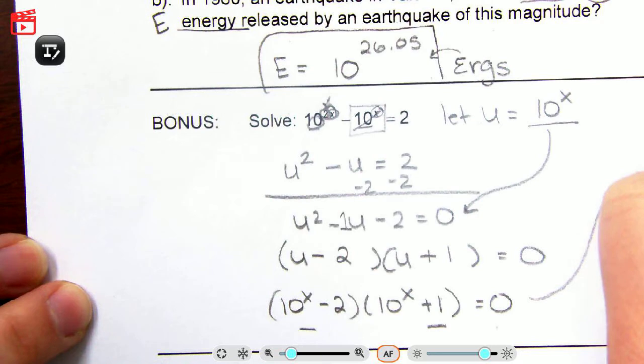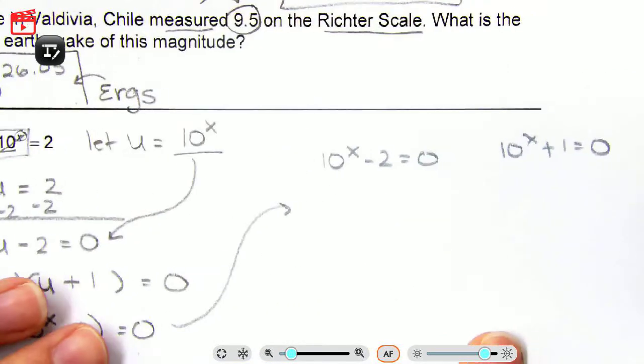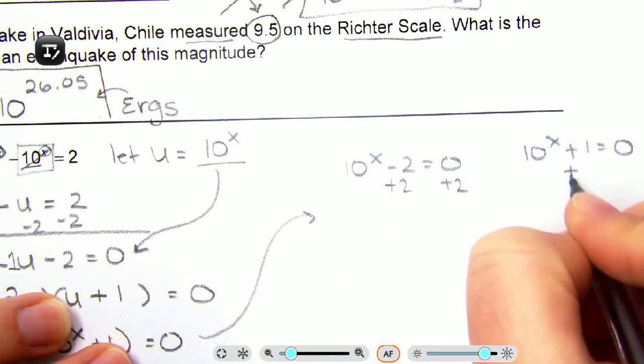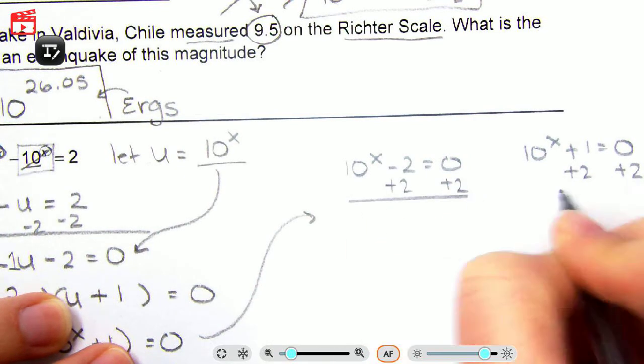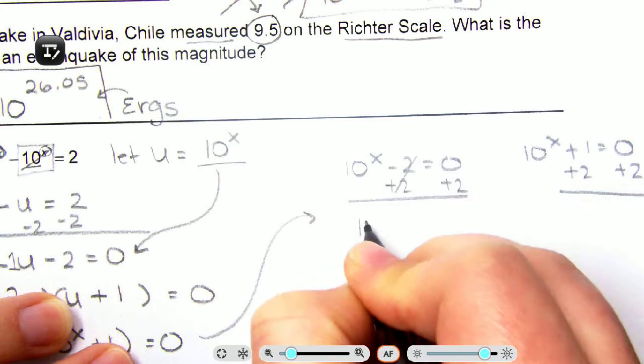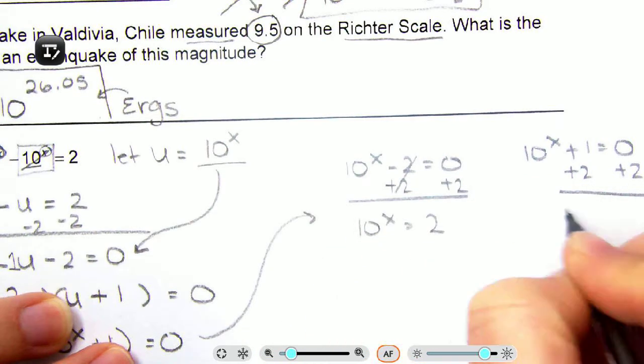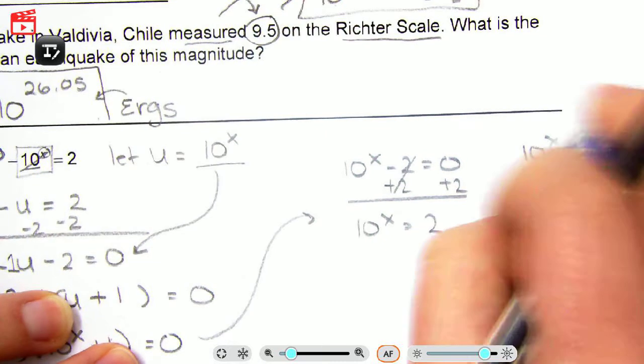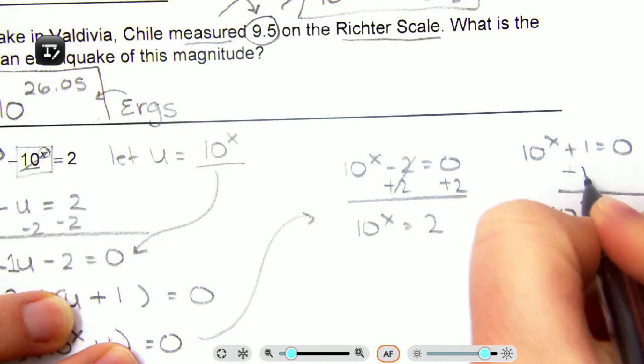So I have 10 to the x minus 2 is equal to 0, and I have 10 to the x plus 1 is equal to 0. From here, I'm going to add 2 to both sides. So I have 10 to the x is equal to 2. And 10 to the x is equal to, I don't know why I did plus 2 here, minus 1.